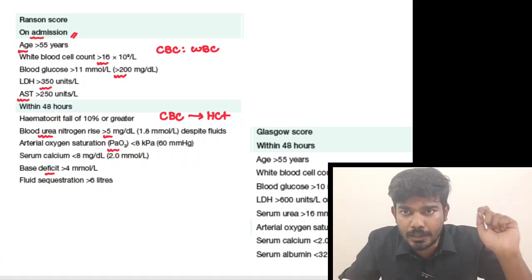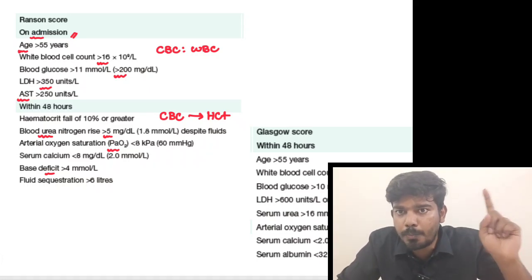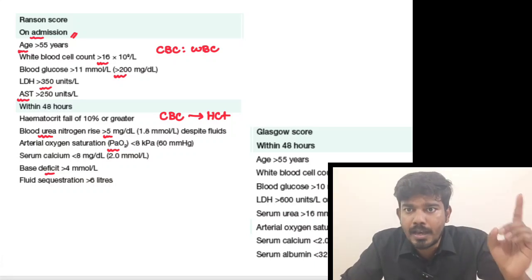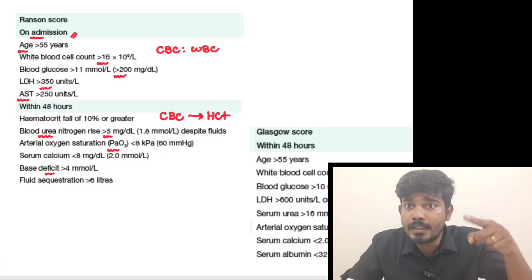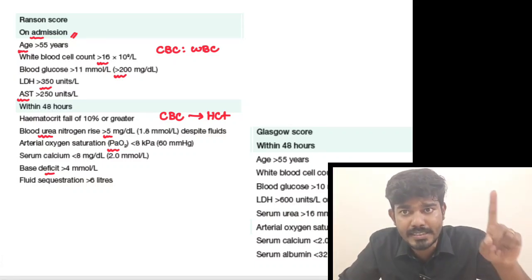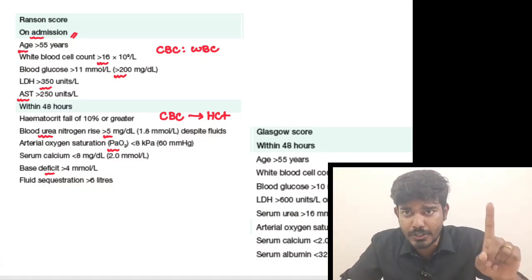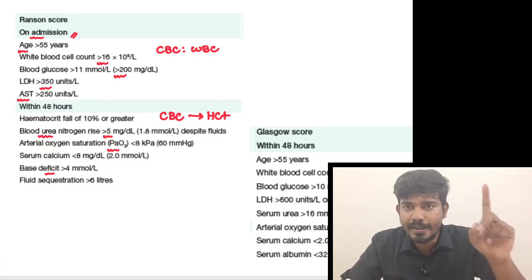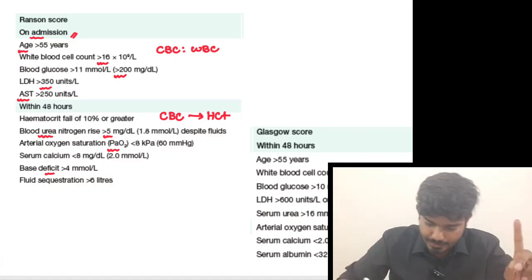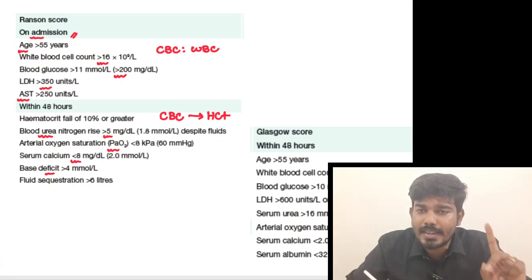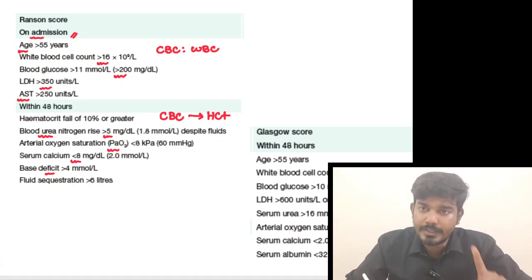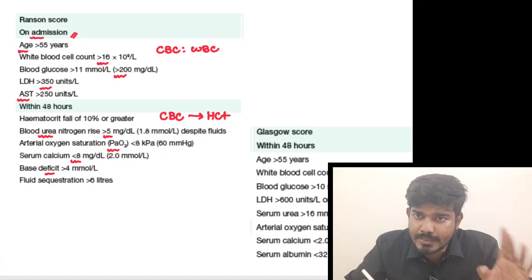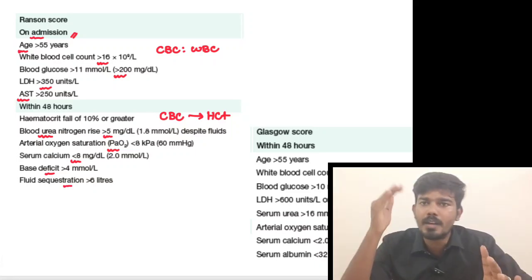Then we are going to see the electrolytes. One important point we have to remember: hypercalcemia causes pancreatitis, whereas pancreatitis causes hypocalcemia. So we have to check the calcium level. If the calcium level is less than 8, it is also a component of this Ranson score. Hypocalcemia is a complication of pancreatitis. So if the level is less than 8, it is a component of Ranson score within 48 hours. Then fluid sequestration more than 6 liters. These all are components of Ranson score.